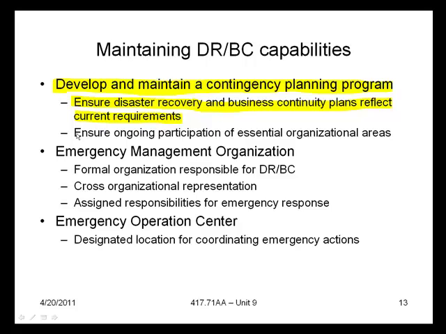Make sure that you have an ongoing participation of all essential organizational areas in developing and maintaining this plan. You need to get executive buy-in, and executive buy-in means that executives have to wield their authority to ensure that everyone does stuff. An emergency management organization is something that is often essential, a formal organization responsible for the DR and business continuity plan. This is a cross-organizational representation. You want folks from the various parts of the business who play different roles in an actual disaster.